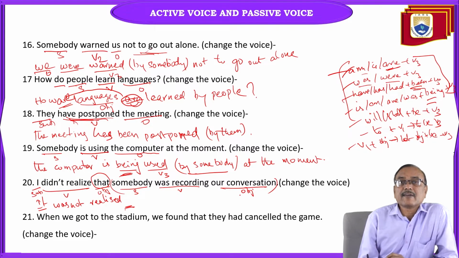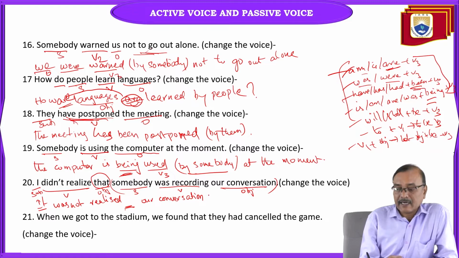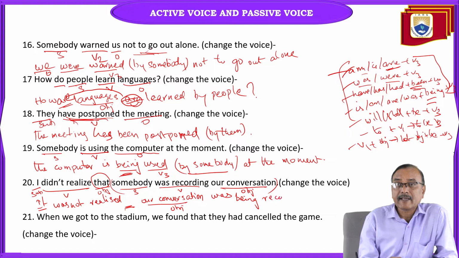Somebody was recording our conversation. Was recording, past continuous. So now here, this is the object. So it should be in passive form. Our conversation was being recorded by somebody, right? So this is not necessary actually.